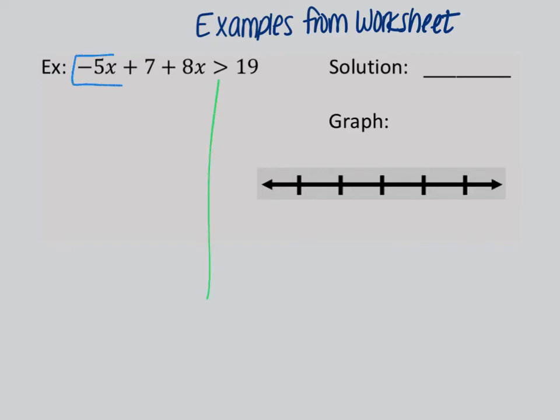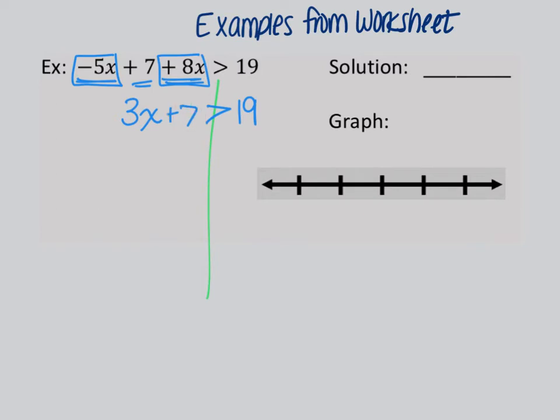And then I'm going to look at combining my like terms first. I have negative 5x plus 8x, and that is 3x. And then I have plus 7, I'm going to bring down my greater than sign, and 19. Now I need to move this 7 over to the other side.